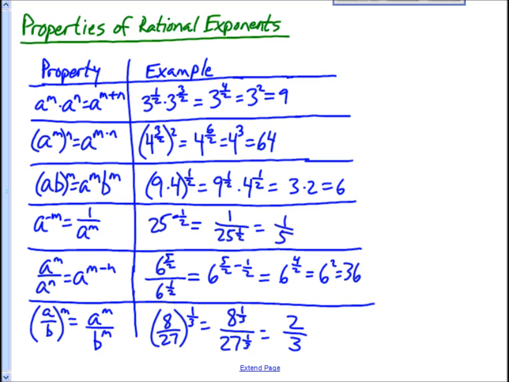Okay. Let's do some more examples here and run through them. How about 7 to the 2/3, sorry, 2/3, times 7 to the 1/2.